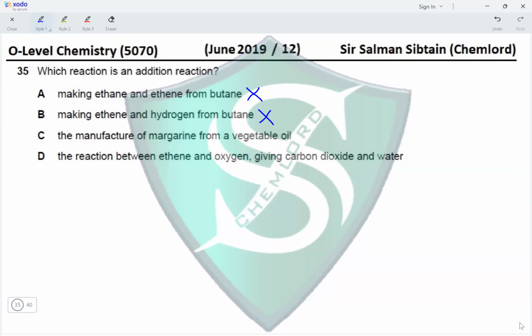This is addition of hydrogen to the unsaturated vegetable oils in which the double bond is present. So a double bond is converted into single bonds upon addition of hydrogen. Since addition is involved, this is an addition reaction. And the reaction between ethene and oxygen giving carbon dioxide and water, this is combustion. This is not an addition reaction, it is a combustion reaction. So the correct option for this question is option C.